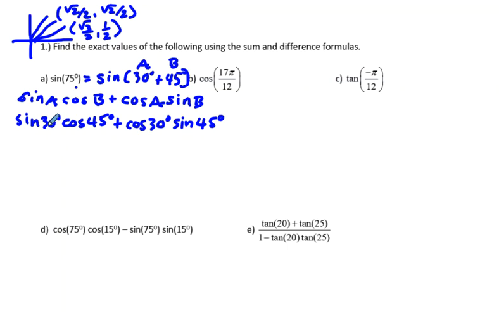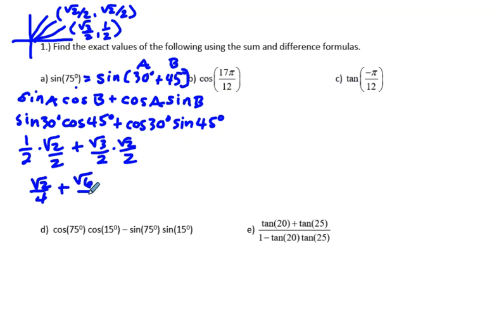So sine of 30 is the y value, so that's 1/2. Cosine 45 is the x value, root 2 over 2. Cosine of 30 is your x value, root 3 over 2. And sine of 45 is your y value, root 2 over 2. So we're going to use order of operations and multiply first. Root 2 over 4 plus root 6 over 4. And since I have a common denominator, I can make one fraction, root 2 plus root 6 all over 4.